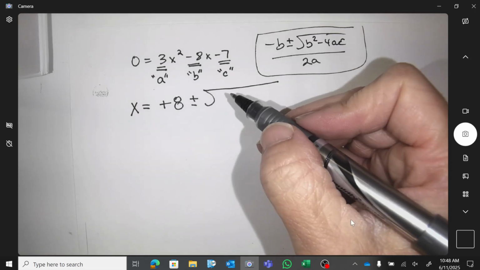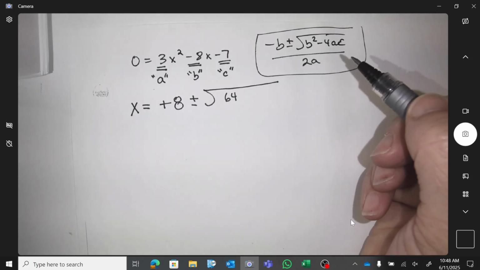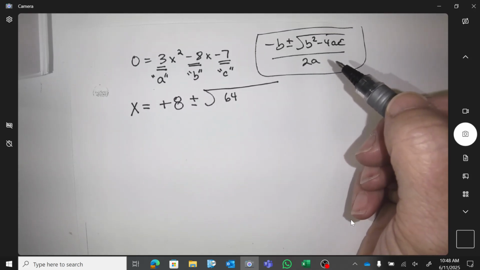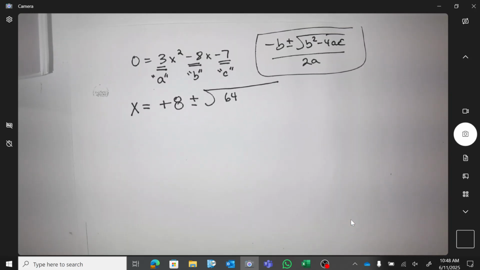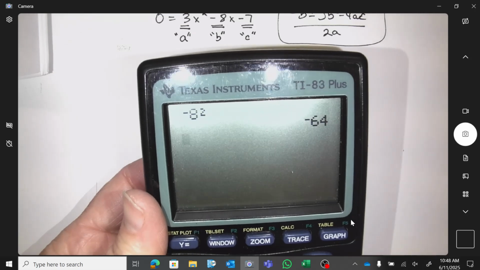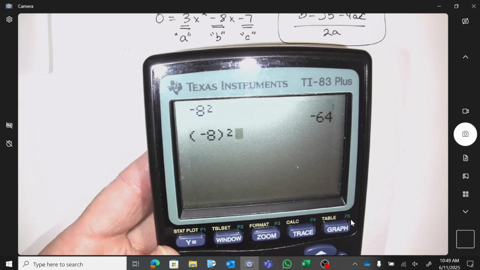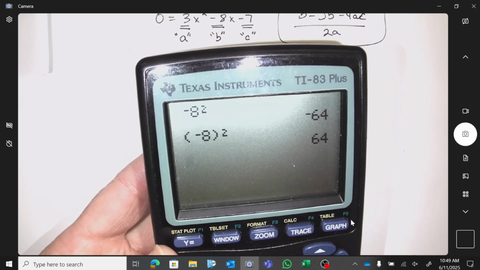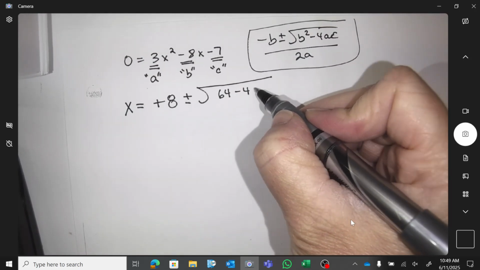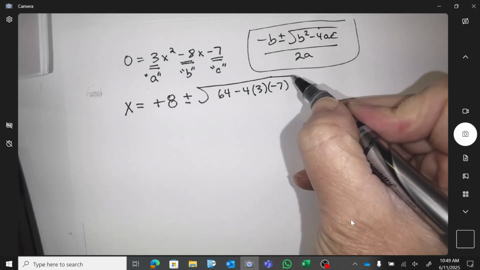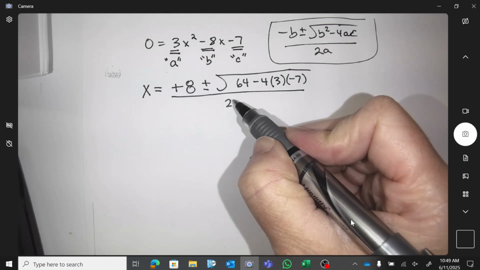What is anything squared? No matter what you're squaring, what should it come out to be? Positive 64. It really, really upsets me when people type this into their calculator wrong because they type -8 squared. That's wrong. What's the problem with this? -8 squared. That's proper. Okay? Forget it. It's positive. You know that it's positive no matter what you're squaring. -4 bracket A bracket C. Like that. Divide by 2 bracket 3.